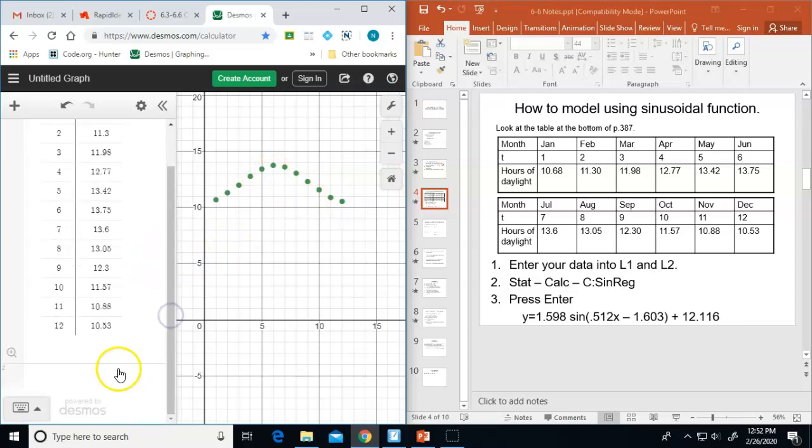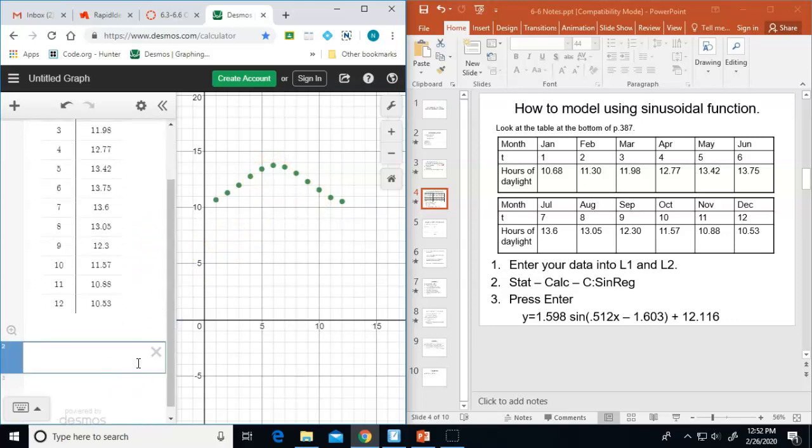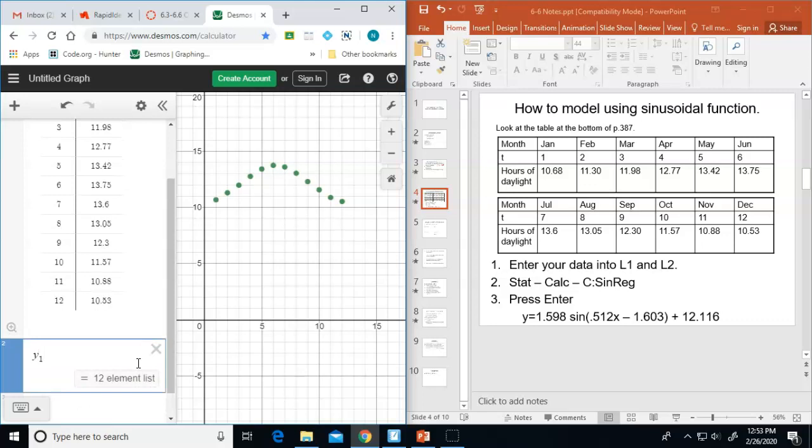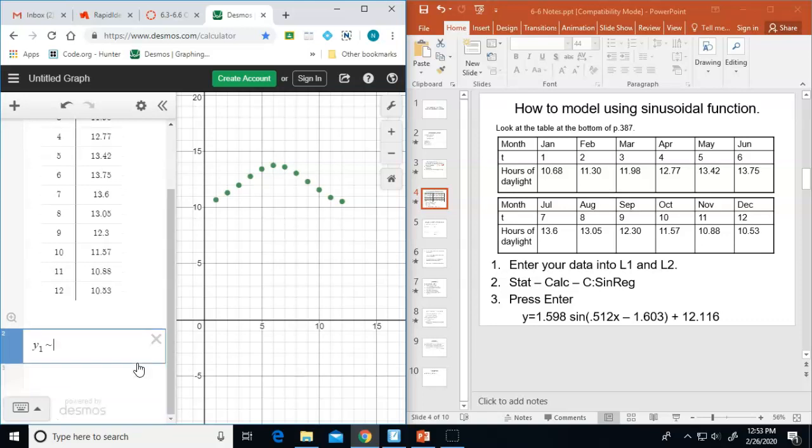Okay, so to do a sinusoidal regression on Desmos, you're going to type in y equals a times sine of bx plus c, plus d. But instead of typing y, type y and just type a 1 right after it. I didn't do anything but type in y and 1, and it automatically made that little subscript there.